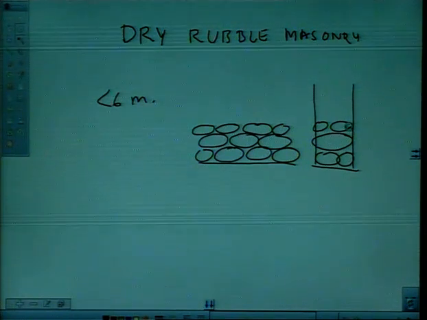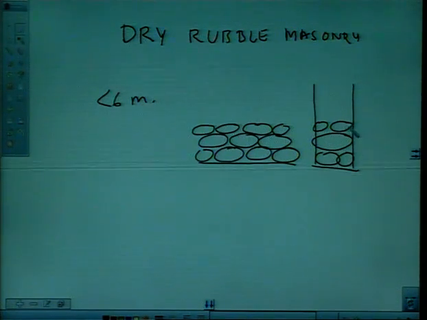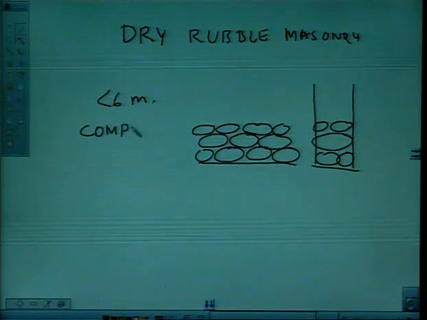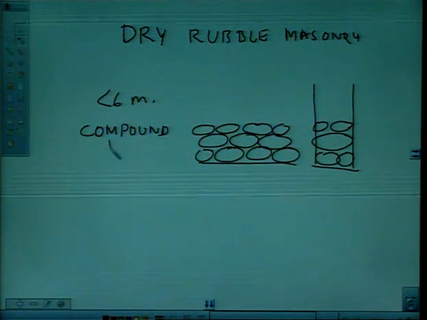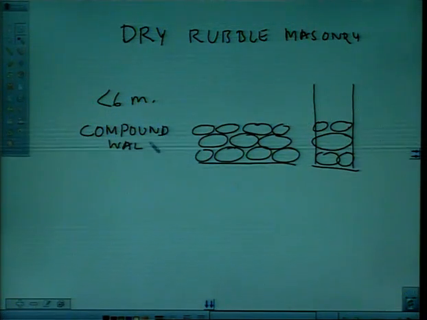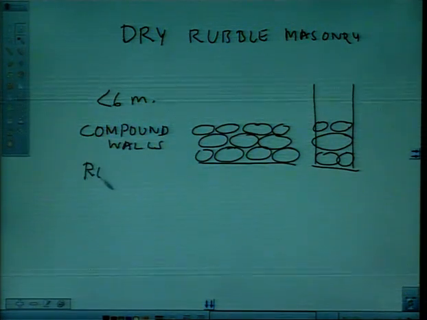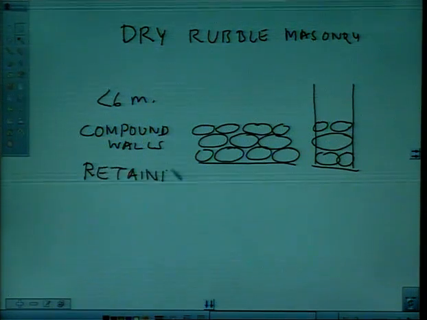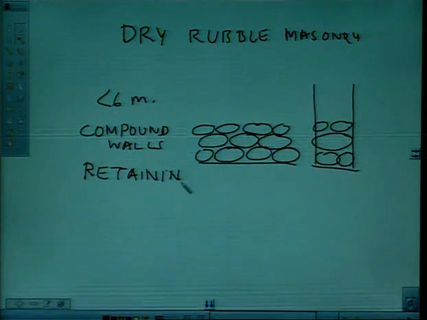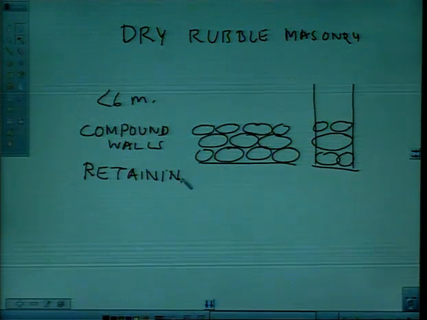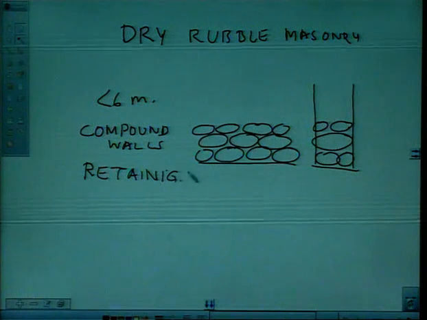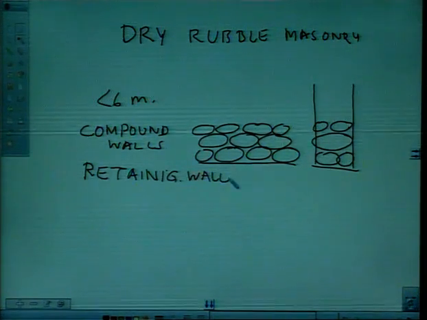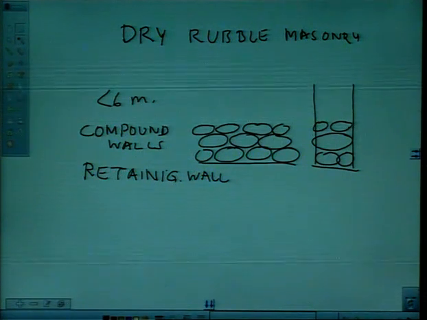This is used for compound walls and retaining walls. So, a compound wall can be made. Then we have retaining walls to retain earth. Retaining wall height should not be more. So, retaining walls of low height can be built with dry rubble masonry.